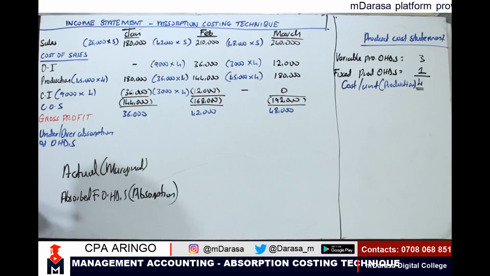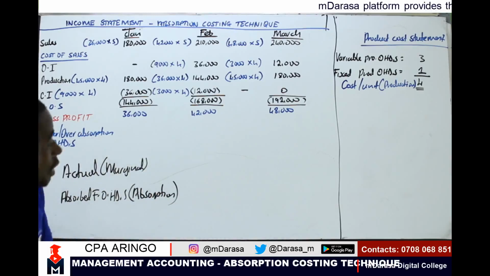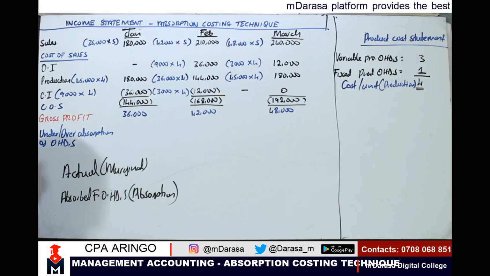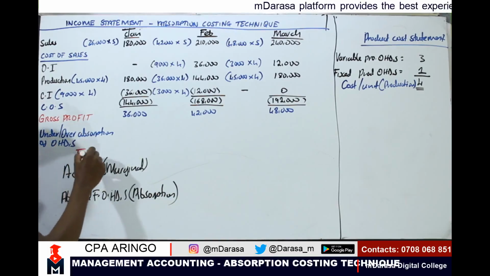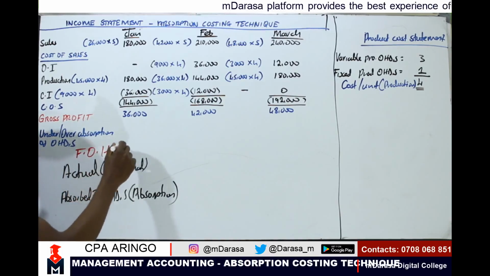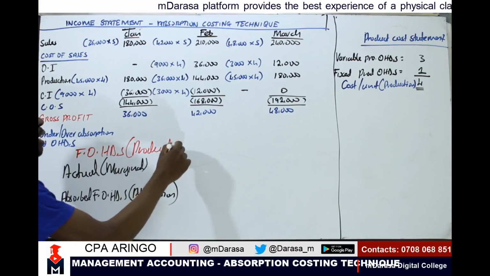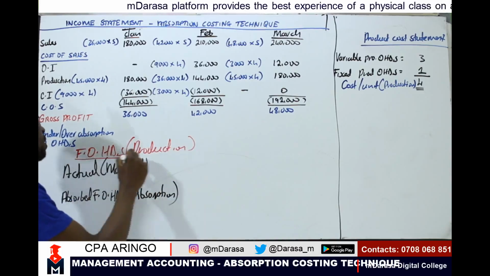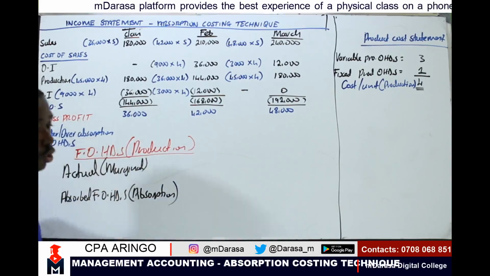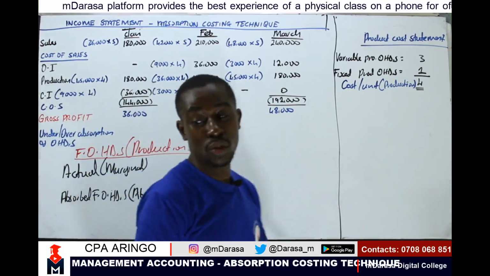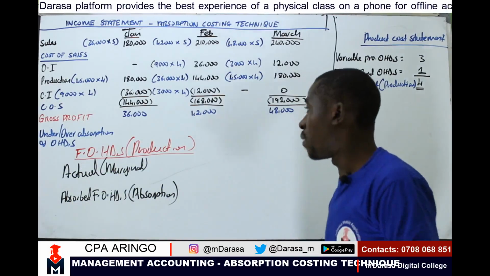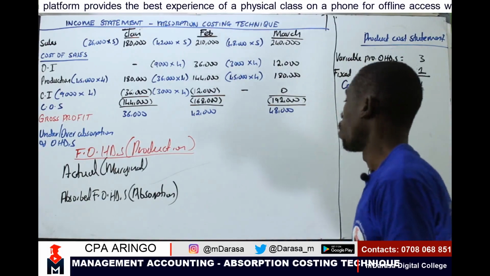And what are we considering whenever I'm looking at this key element? What we want to consider here is our fixed OHDs, our production fixed overheads. This is my area of concentration: fixed production overheads, to determine if we had either over or under absorption of overheads.